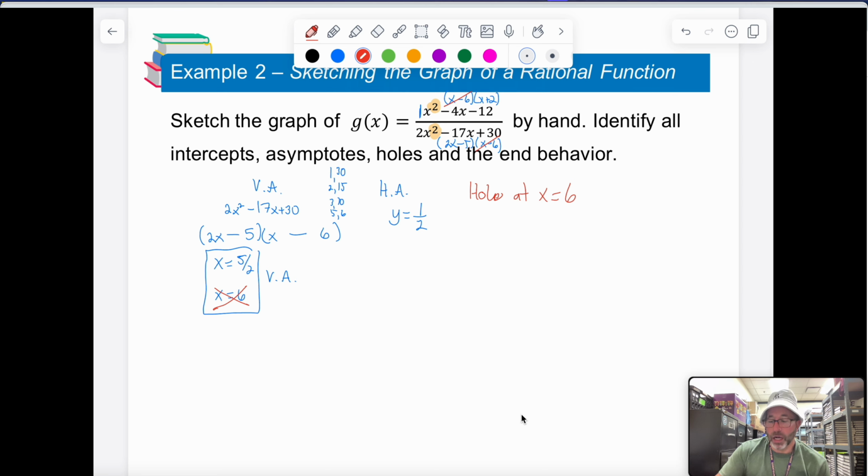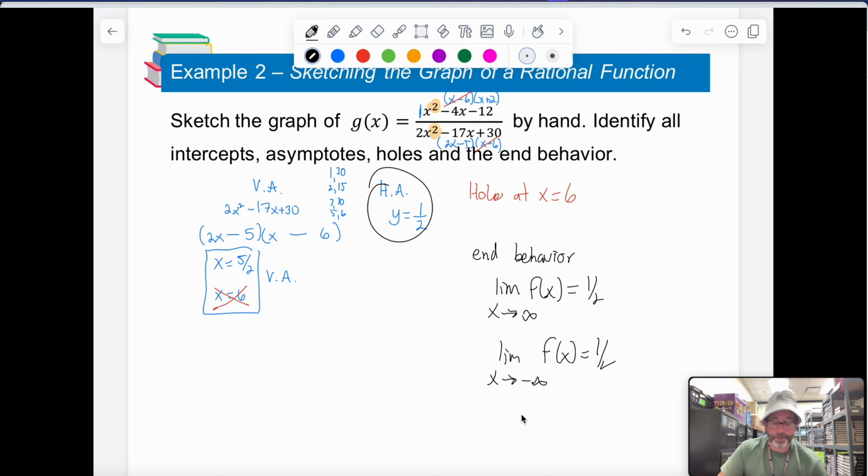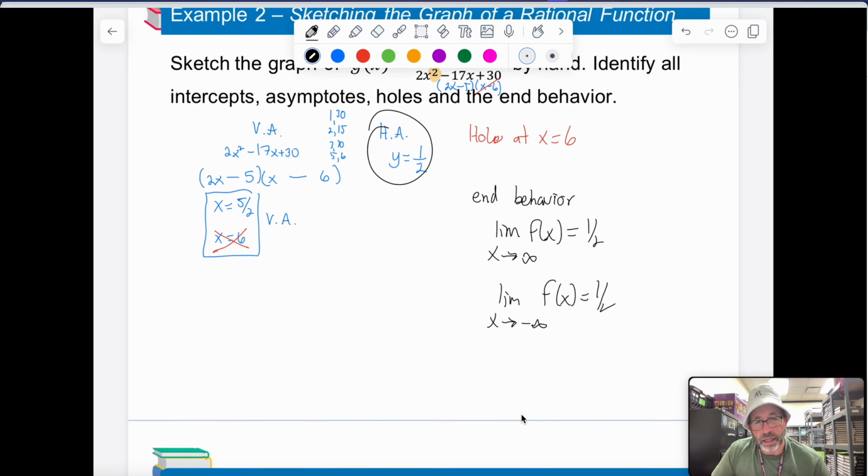Let's talk about the other parts here. The end behavior. Again, that's going to mirror our horizontal asymptote. So the limit as x approaches infinity, my f of x is going to approach 1/2. My limit as x approaches negative infinity, my f of x is still going to approach 1/2.